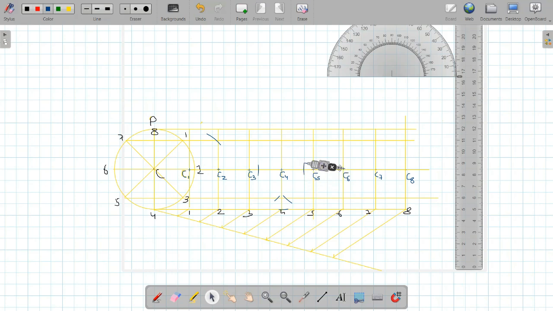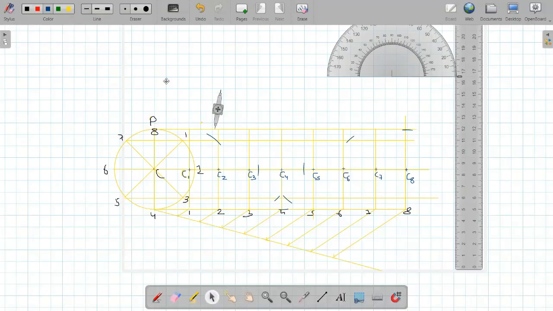Then shifting our center to C7 and making an arc on the projector of 7, which is this one. Again, it will be on left hand side only. So it will be marked this particular way. And then finally shifting the center to 8 and making an arc on the projector of 8. And if your construction is perfect, again, this arc will perfectly be a tangent to this projector.